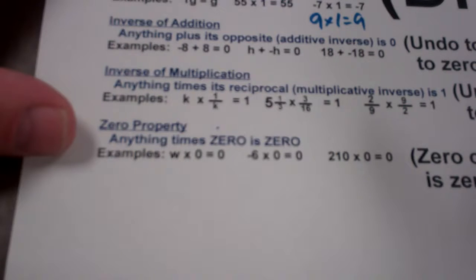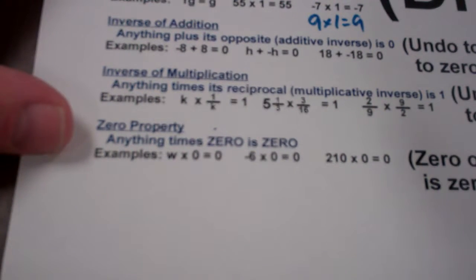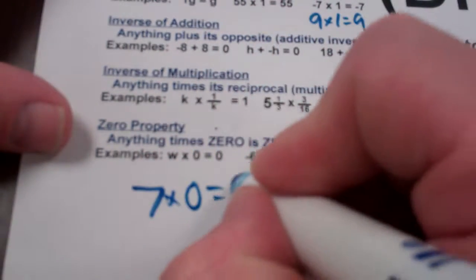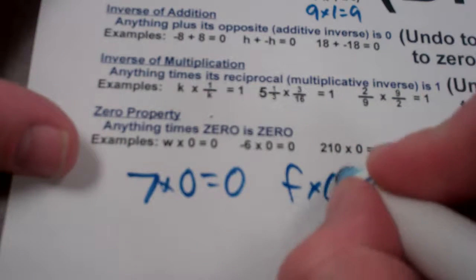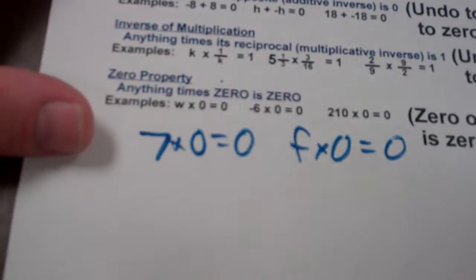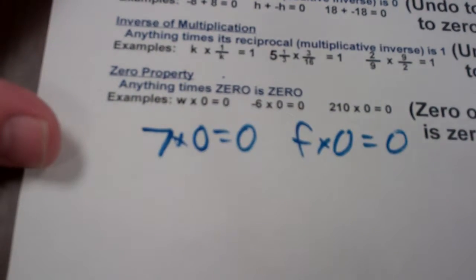And then finally, the 0 property. I think your book calls it a little bit something different this year. The multiplicative property of 0, I believe. But anything times 0 is 0. 7 times 0 is 0. F times 0 is 0. Chicken times 0 is, you don't have any chickens, you have 0.